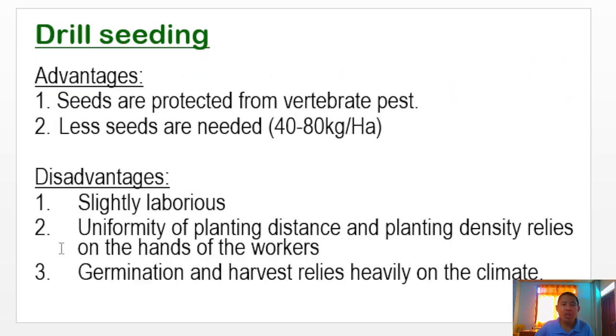The advantage of drill seeding or seed dibbling is that the seeds are protected from vertebrate pests. Less seeds are needed, 40 to 80 kilograms per hectare. The disadvantage is that it is slightly laborious. The uniformity of planting distance and planting density relies on the hands of the workers. The germination and harvest rely heavily on the climate. So that's all for the direct method.